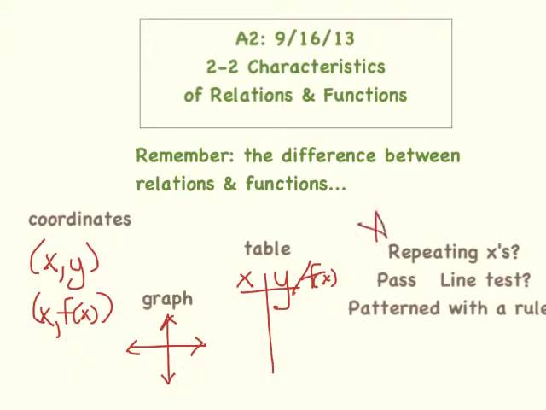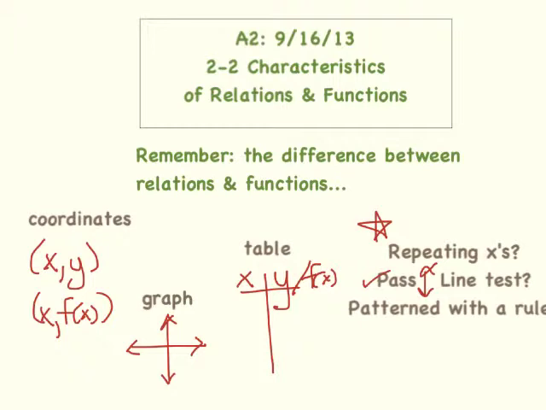But the big defining feature between relations and functions is you have to ask yourself, does it have repeating x values? If it has repeating x values, it is not a function. Does it pass the vertical line test? If it does pass the vertical line test, then it is a function.